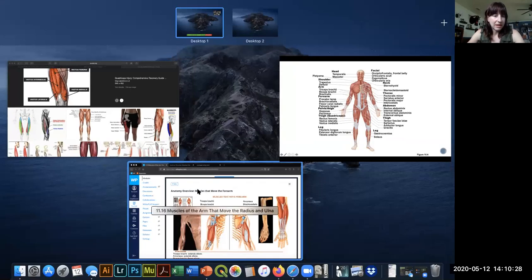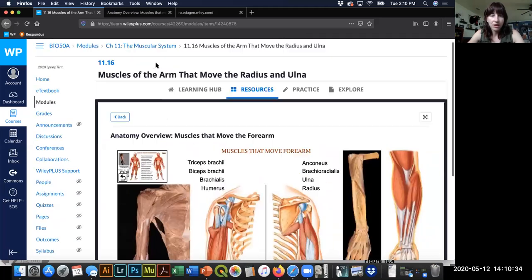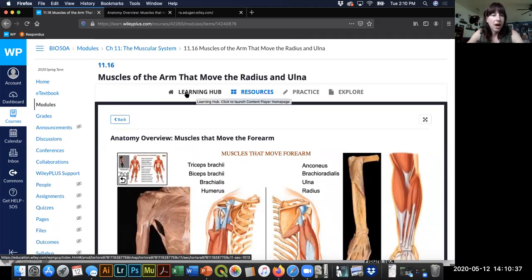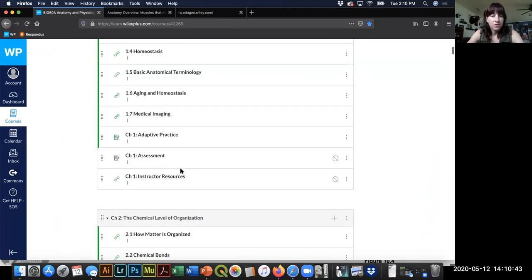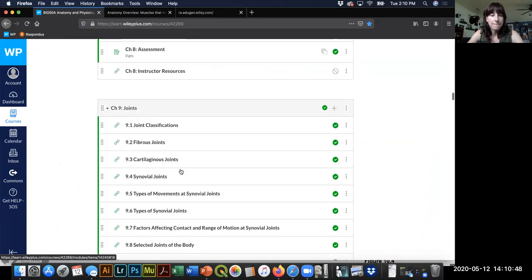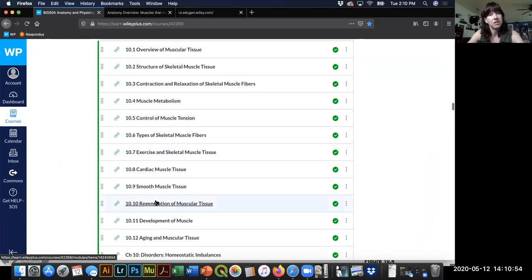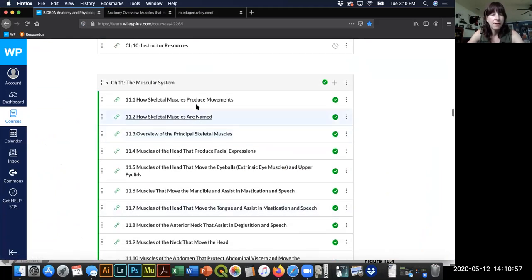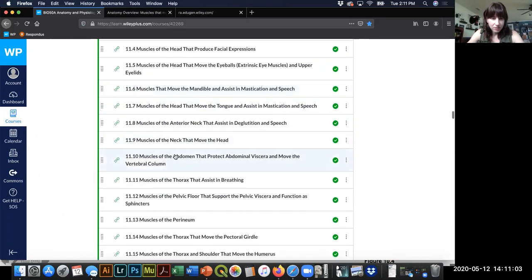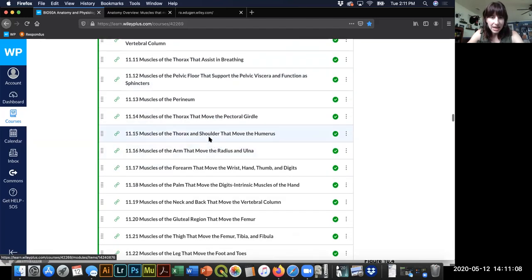I was doing a little bit of digging in our Wiley Plus, and I discovered this lovely interactivity. So I basically went into Wiley Plus, scrolled down through the modules to the muscle chapter, chapter 11. Here's our muscle tissue chapter. Lots of good stuff in there too. Don't forget to check it out. But the muscular system chapter, and went flipping through the stuff that we already looked at to find stuff that we're going to talk about today.